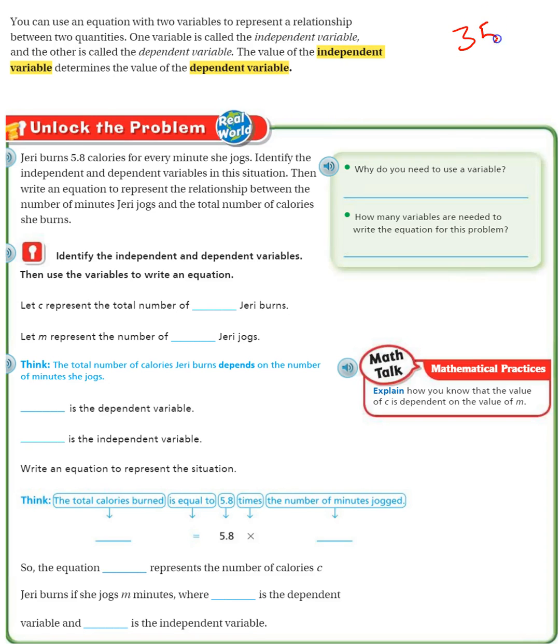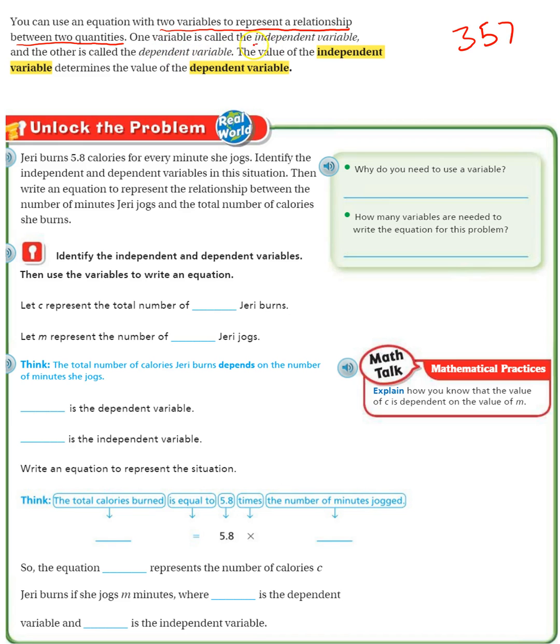Okay, now I'm on page 357 of the Go Math textbook. Follow along. It says you can use an equation with two variables to represent a relationship between two quantities. So far we've only been dealing with one variable. So now we're going to start introducing a second variable, so a second number that we don't know.